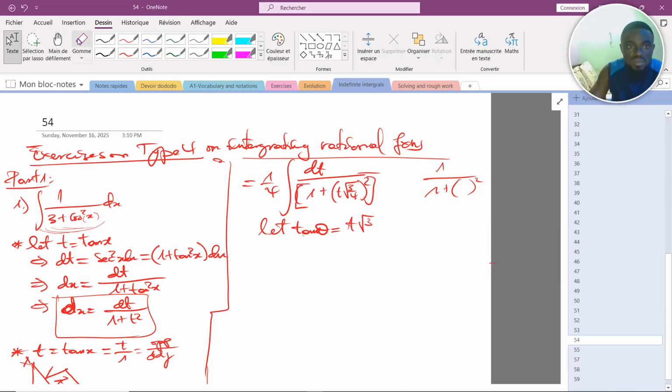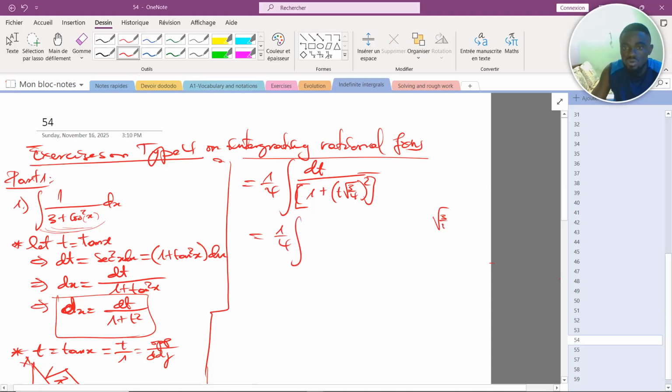Wait, let me simplify again this. Let me simplify this before letting it. This will be equal to 1 on 4 integral, because root 3 on 4 is simply equal to root 3 all over 2, because this will be the square root of 3 over the square root of 4. You get what I'm saying? So this dt on 1 plus t root 3 on 2, all that square. Is that okay? So now I will let my tan theta be equal to what? T on root 3 on 2.